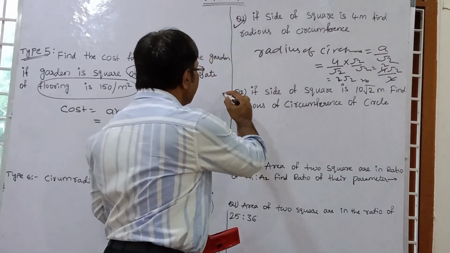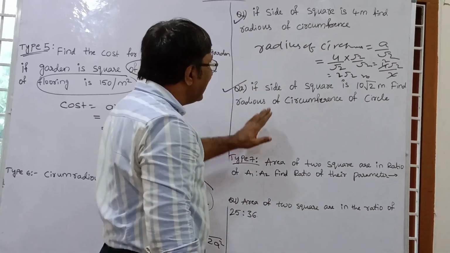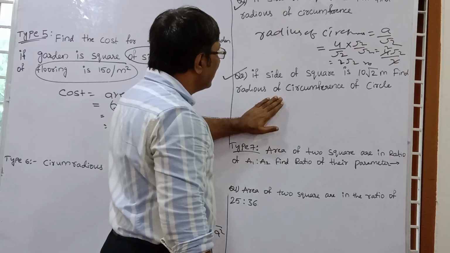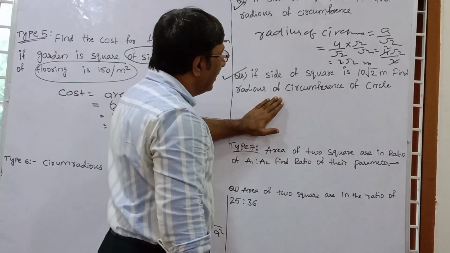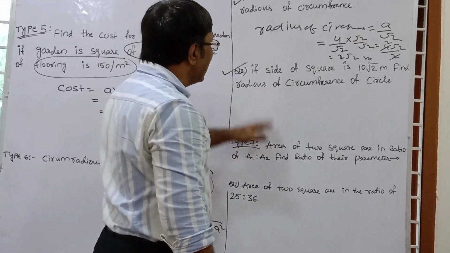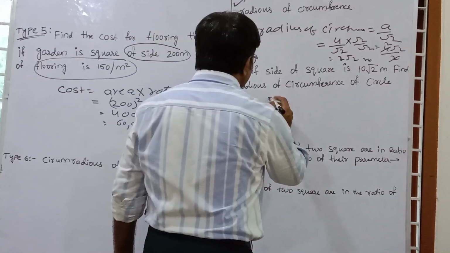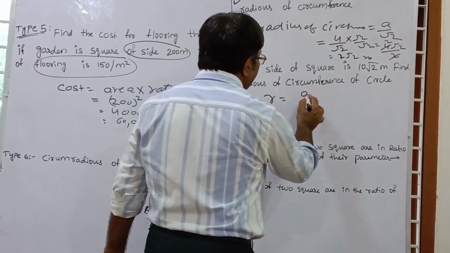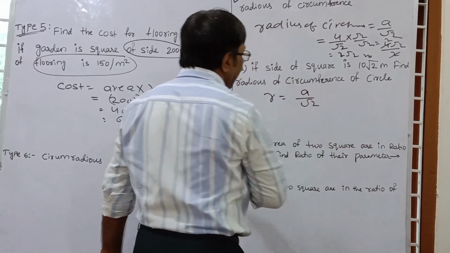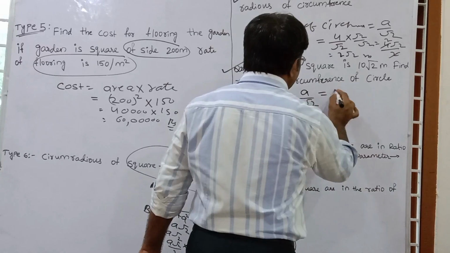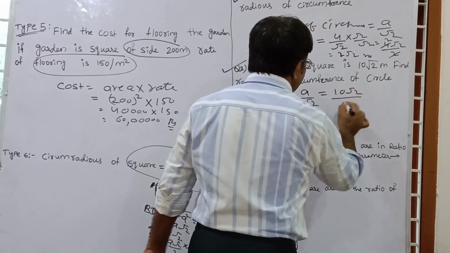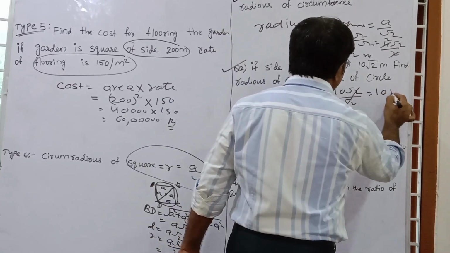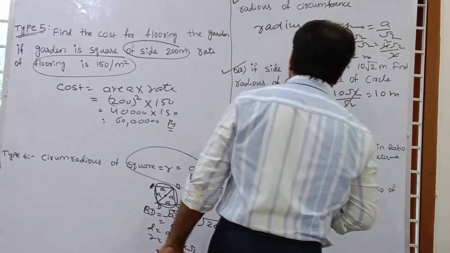In the same way, the second question is: if the side of a square is given as 10 root 2, then find the circumradius of the circle. Again you know the circumradius R is A upon root 2. A is given as 10 root 2 and this is root 2, so this root 2 cancels out. So the circumradius will be 10 meter.